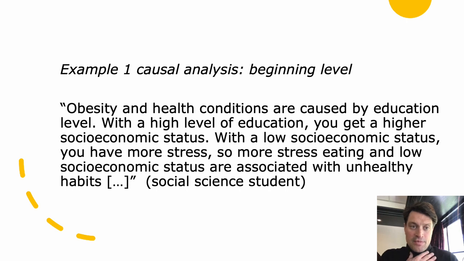You can see in example 1 that they link obesity and health conditions that are caused by education level. So they only focus on one cause of the problem, possible cause of the problem. There's little reservation in their reasoning, which is illustrated in this example. These students do not reason in terms of probability of being more stressed if you are less educated, but rather in terms of laws and certainties.